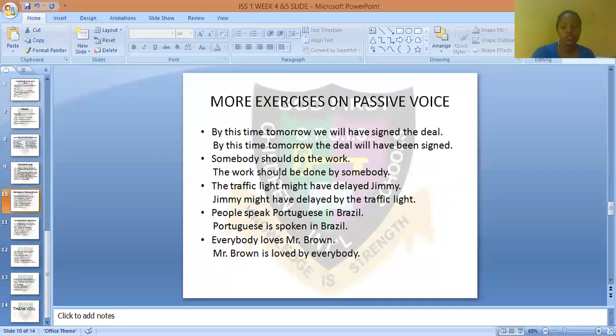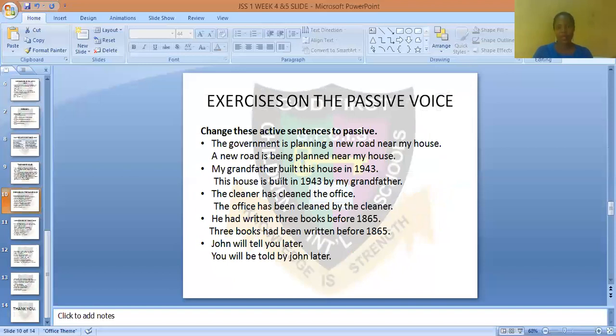So let's move on to exercises on the passive voice. The first exercise here is to change these active sentences to passive. The sentences here are in the active voice, but we have to change them to passive.